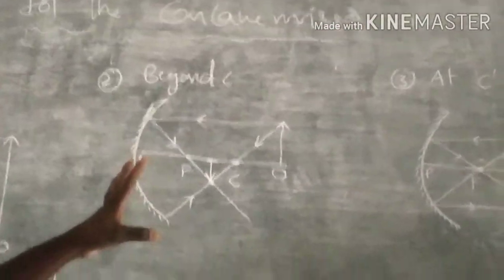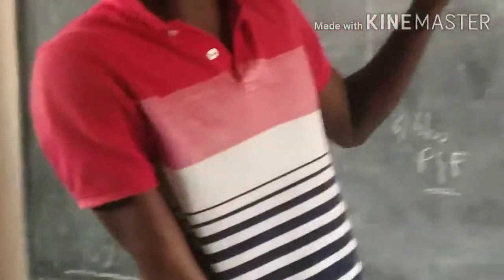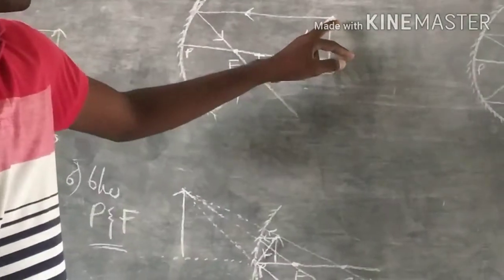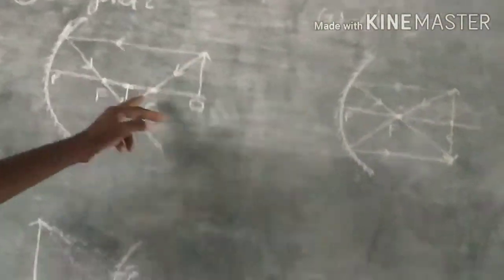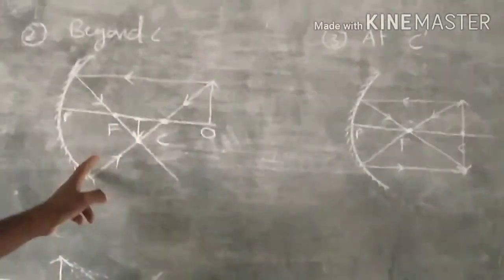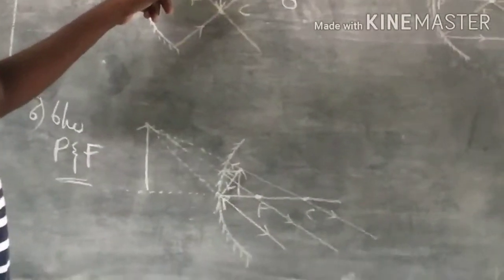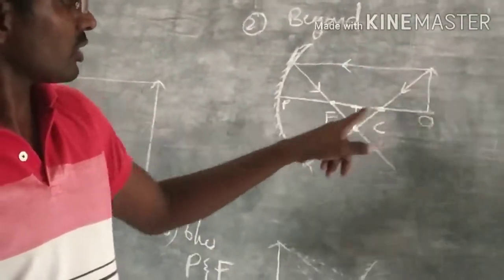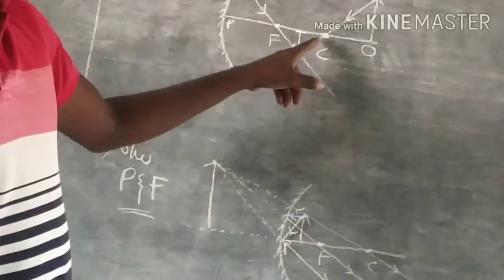Don't get confused. Don't think the ray diagrams are difficult. If you understand perfectly, you will never forget. If you keep the object beyond C, then you need to draw 2 rays. One is parallel to the principal axis, the other one is passing through the center of curvature. The ray parallel to the principal axis will be reflected through the focus. The ray coming through the center of curvature will be reflected along the same path. So they both meet at a point.